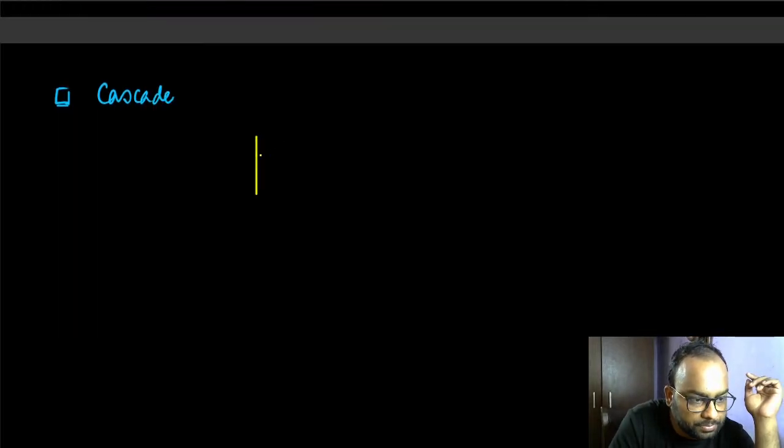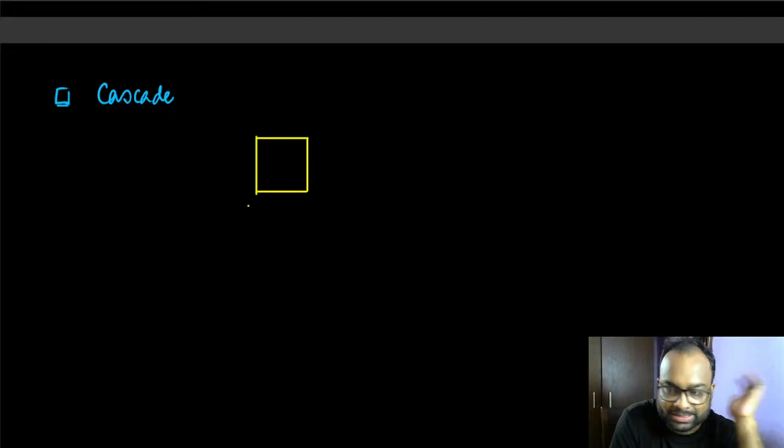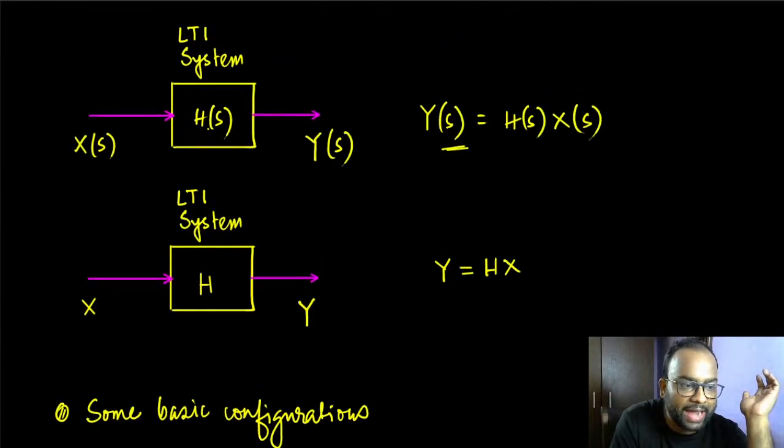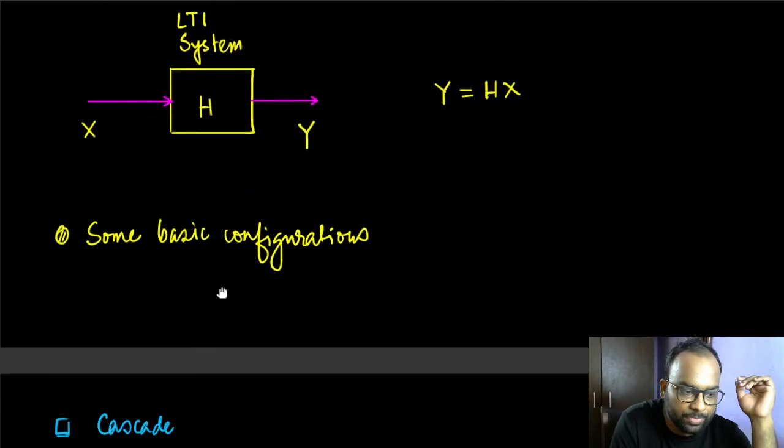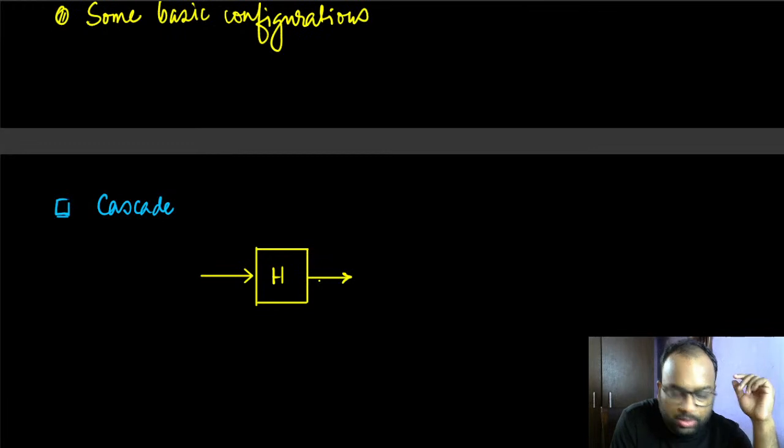Let's say we have a system. Again, we are using the black box approach. We're just describing the system. We don't know what the system has inside. We're just saying that the system is described through this function, capital H, so that if we know the Laplace transform of the input, we can actually calculate the Laplace transform of the output. In other terms, if we know the input, we can actually calculate the output.